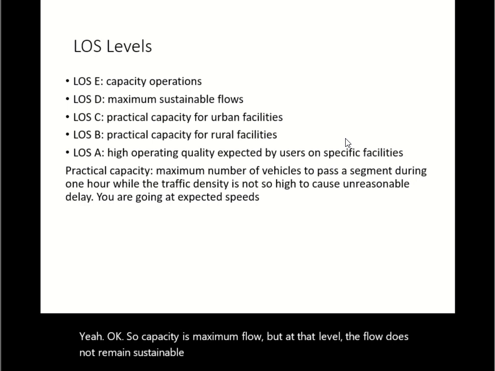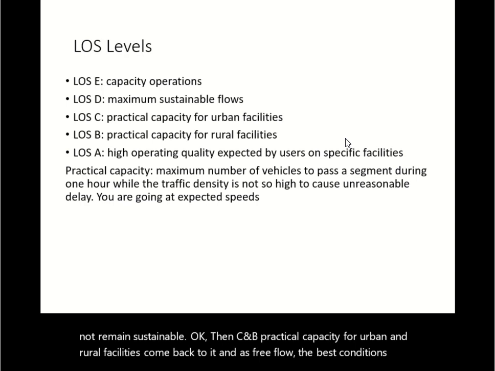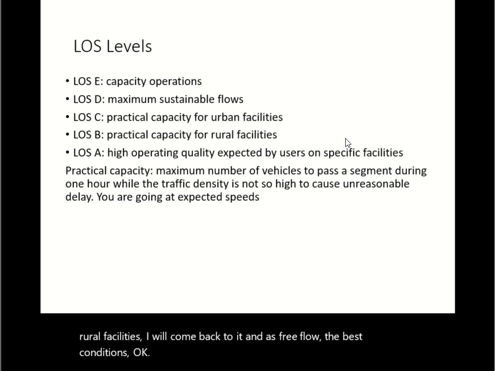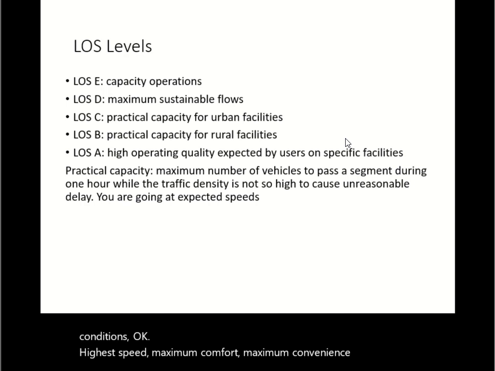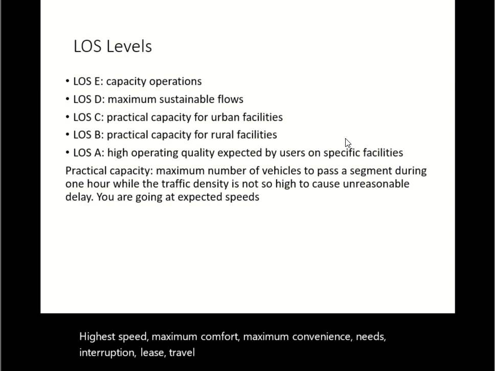Then C and B, practical capacity for urban and rural facilities. I'll come back to it. And A is free flow, the best conditions. Highest speed, maximum comfort, maximum convenience, least interruption, least travel time, and so on. So all the parameters we define, they are best at A. Now what do we mean by practical capacity?